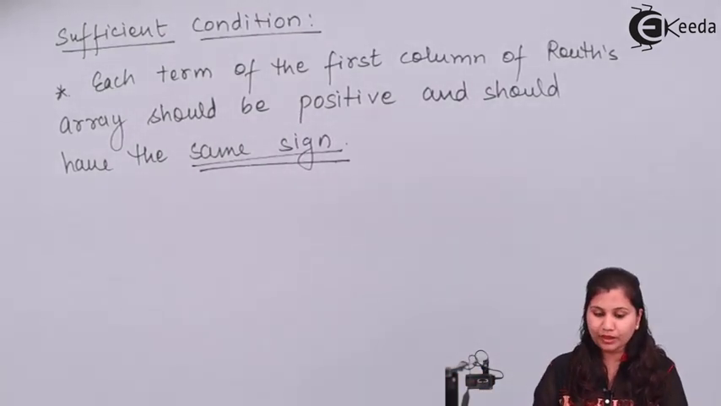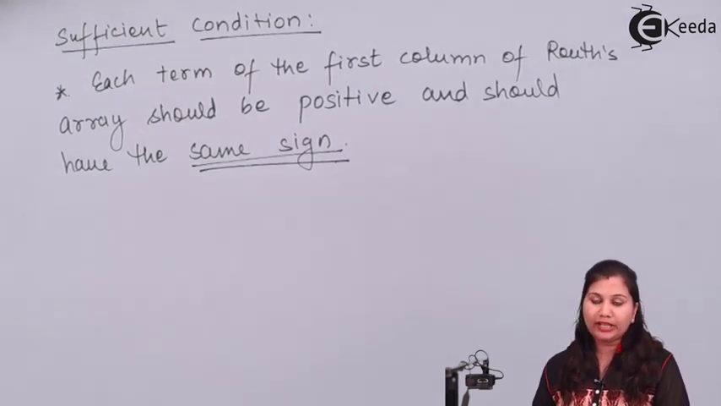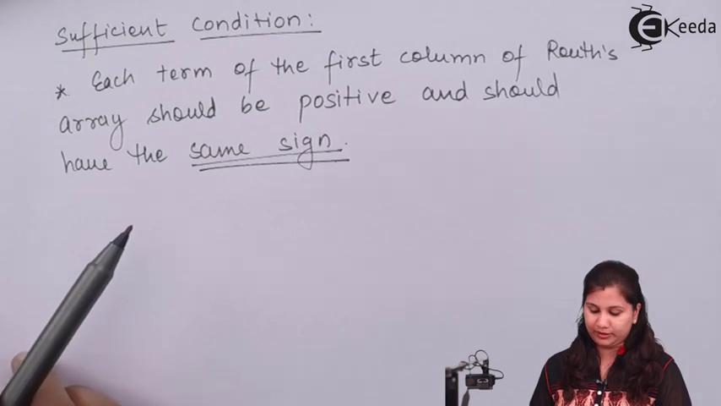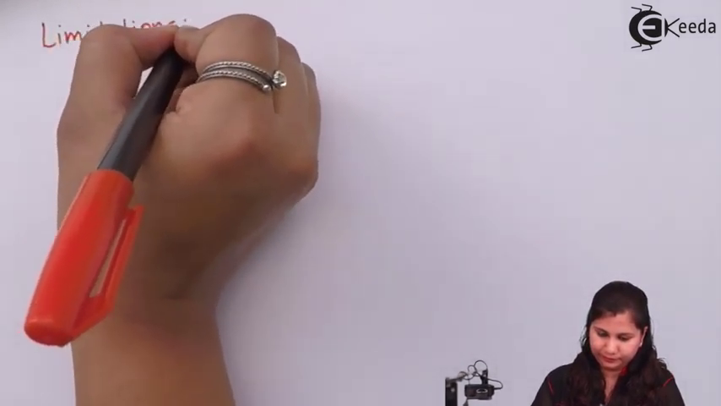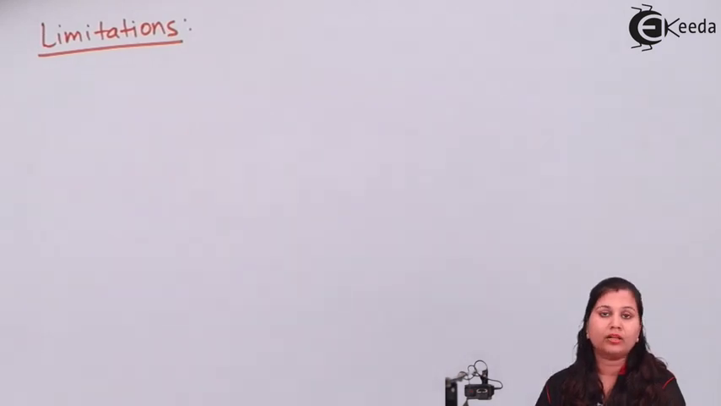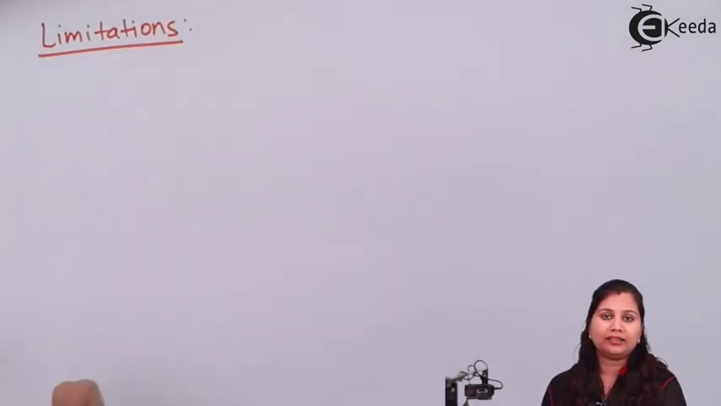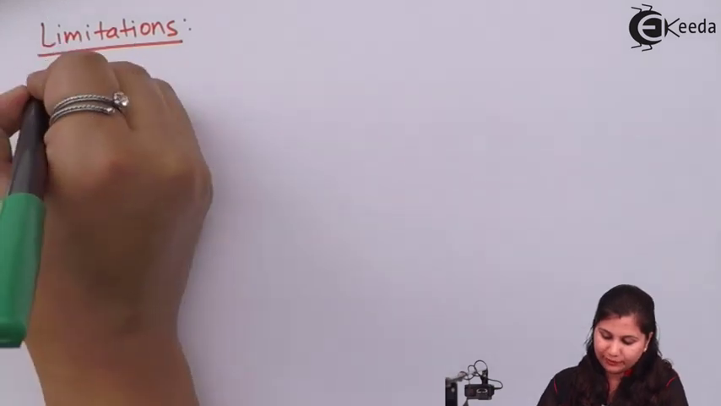Now there are some limitations in this Routh stability criteria. So let's see these two limitations, and how they can be solved while checking the stability of a system. The first limitation in Routh's stability criteria is that if in the first column we get a term which is 0, then how are we going to solve such problems?